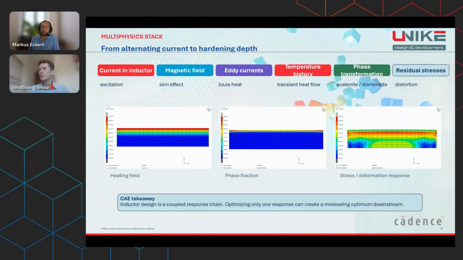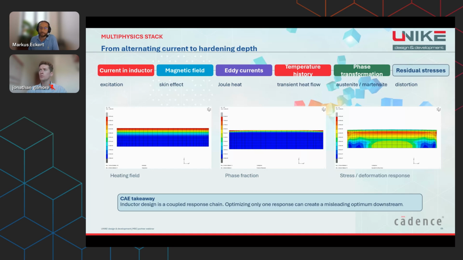The physics behind the process can be read as a chain of cause and effect. An alternating current in the inductor creates a magnetic field. The field induces eddy currents in the workpiece, and these currents generate Joule heat. The result is a transient temperature field, which then triggers phase transformation, for example, austenitization during heating and martensite formation during quenching. Temperature gradients, transformation strains, and boundary conditions then lead to residual stresses and potential deformation.